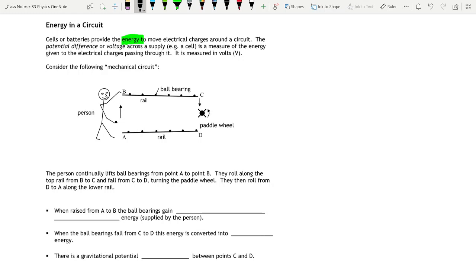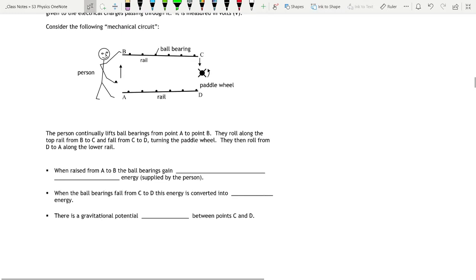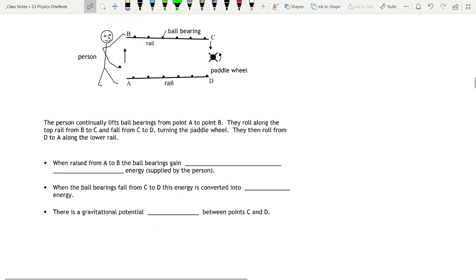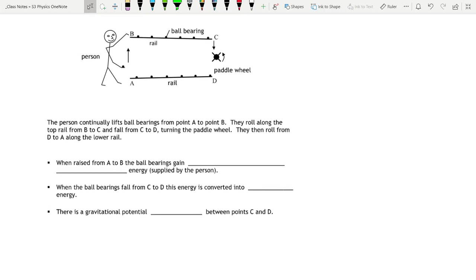It's measured in volts. So consider this mechanical circuit. We've got a person lifting balls up, putting them on a rail, they're rolling down the rail, falling through a paddle wheel, and then rolling back along that rail to get back to the person. So the person continually lifts ball bearings from point A to B. They roll along the top rail, B to C, then C to D, turning the paddle wheel, they roll back from D to A along the lower rail.